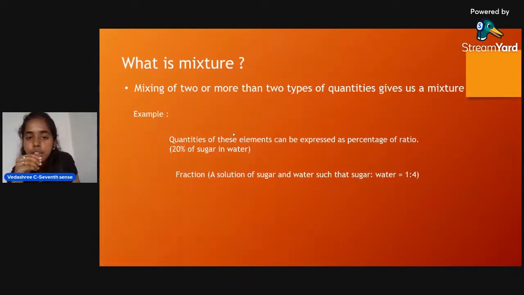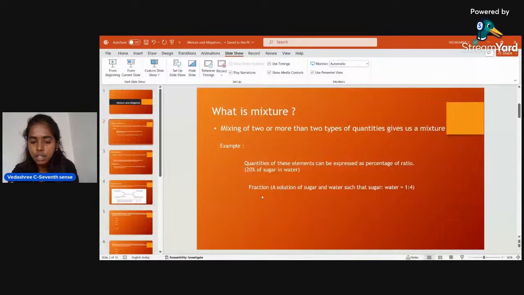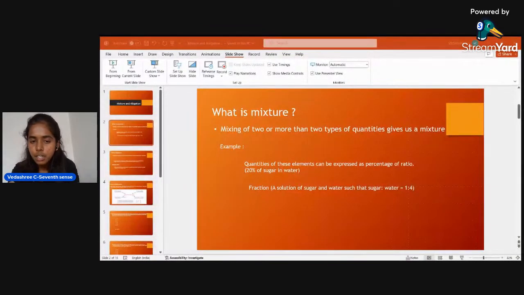Today's session is about the very first topic, mixture and alligation. So, in common words, what do you mean by mixture? Mixture is nothing but mixing two or more quantities, or two or more items. So mixture is the mixing of two or more than two types of quantities, which gives us a mixture.